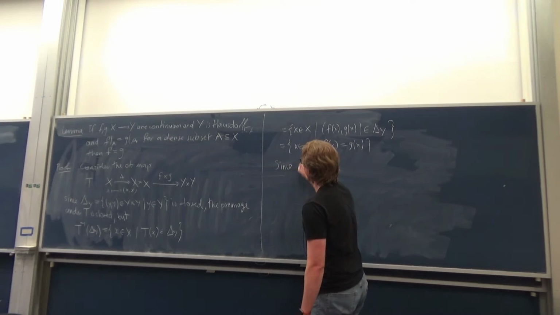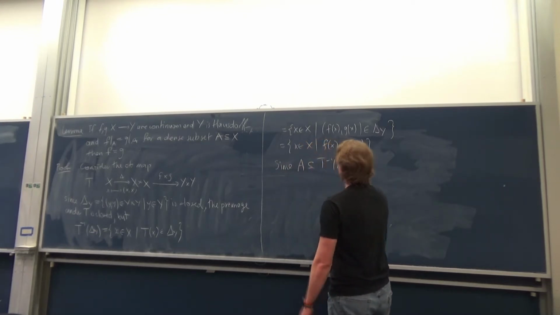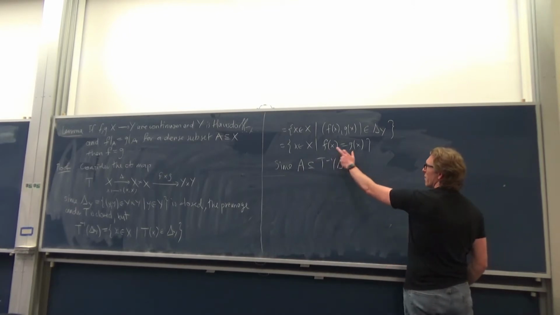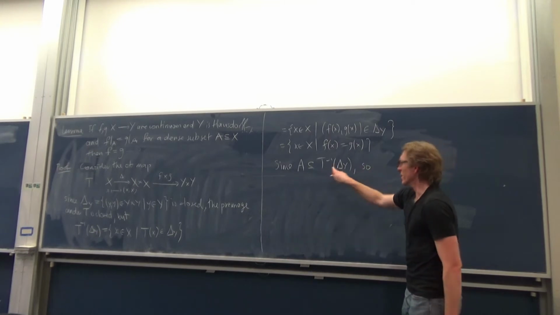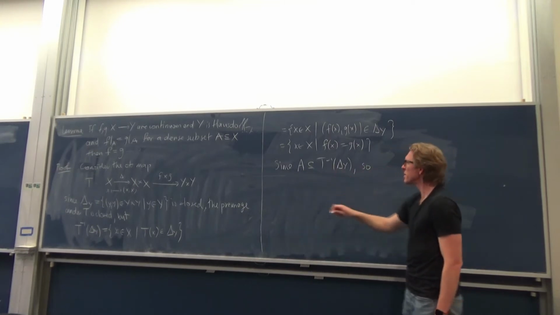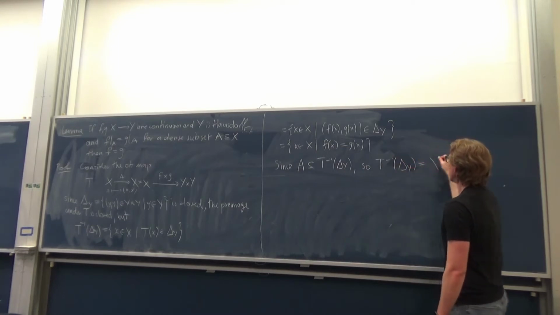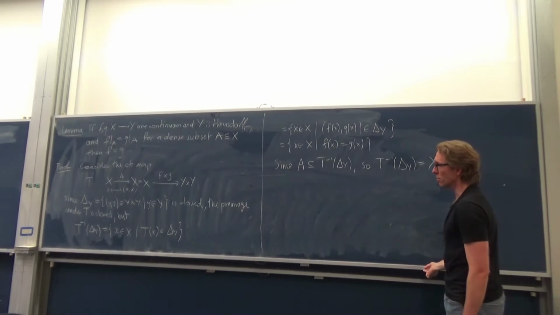But we also know that A is contained in it, right? Because by hypothesis, every point in A has the property that F of it is equal to G of it. And so that's closed, and that's dense, so we must have that that is everything. But that's what we asked. Okay, so F equals G.